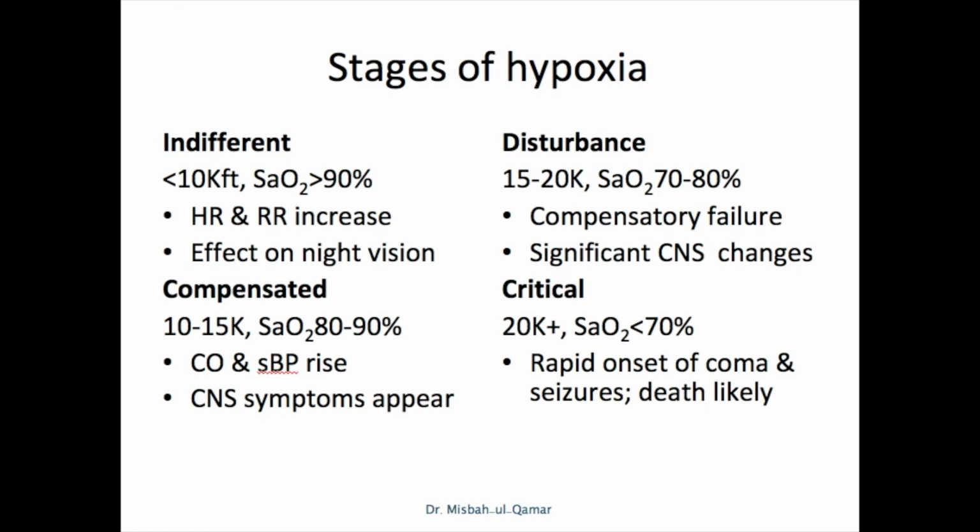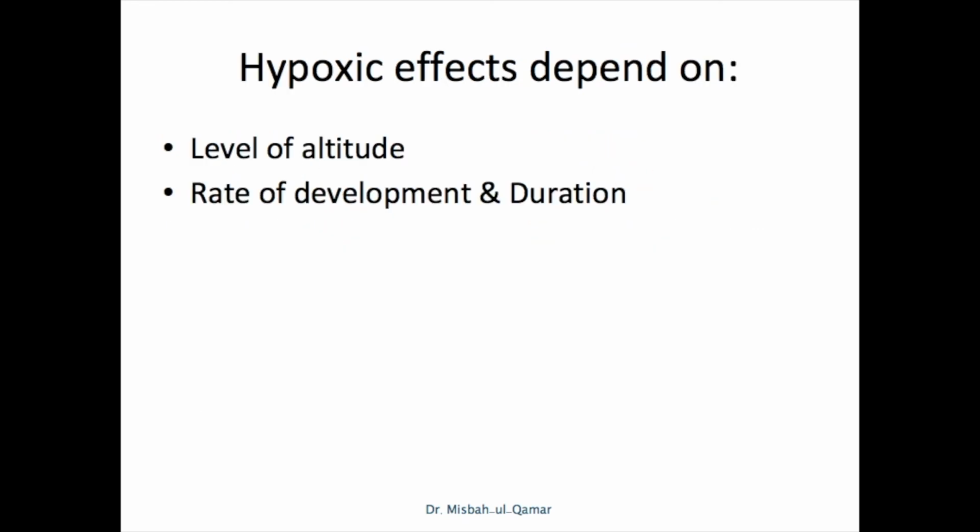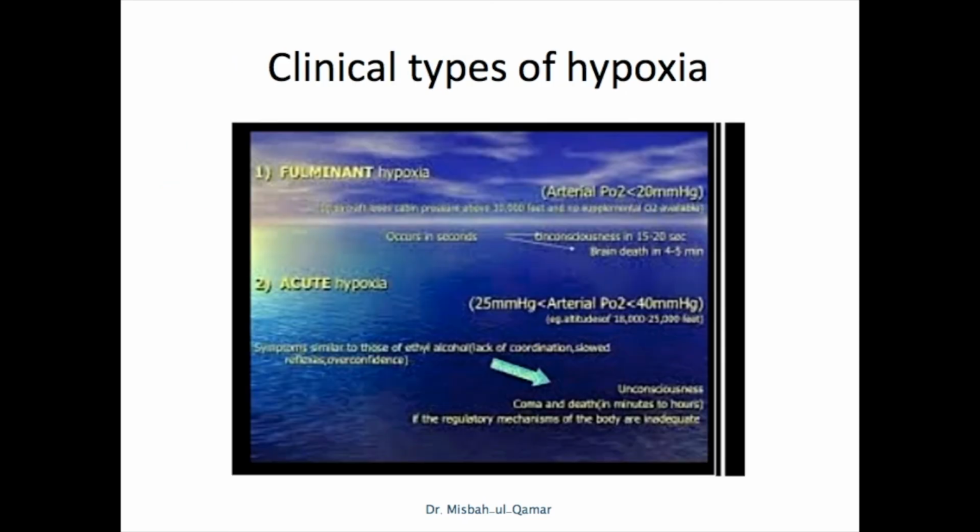Now you can also conclude that the hypoxic effects depend not only on the level of the altitude but also on the rate of the development of hypoxia, whether it is acute or subacute, and also the acute or chronic duration of exposure to hypoxia matters. So, keeping all these things in mind, the clinical types of hypoxia, as you can see in this figure, could be fulminating, acute, or chronic.